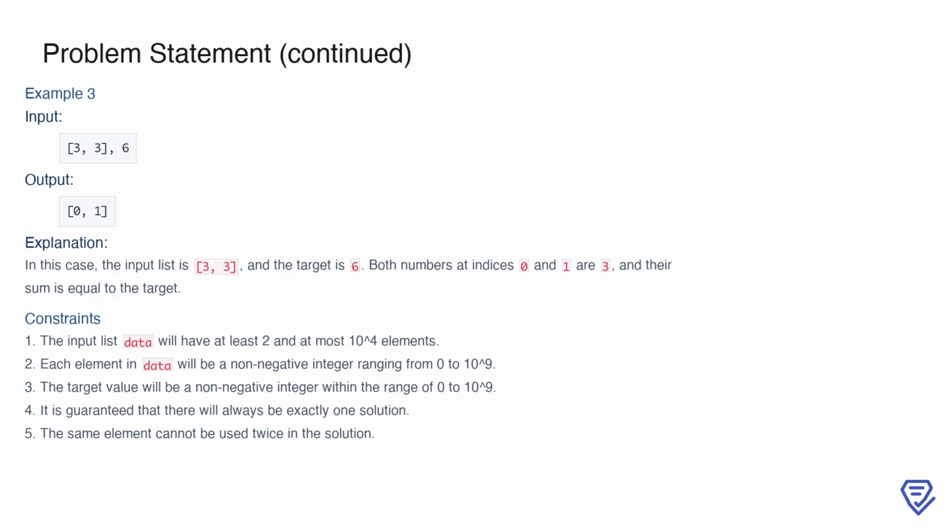For instance, the input list will always contain at least 2 elements and at most 10,000. Each number in the list will be a non-negative integer, ranging up to 1 billion. Similarly, the target value will also fall within this range, and importantly, there is always exactly one solution. However, the same element cannot be reused within the solution, ensuring that each index is used only once.